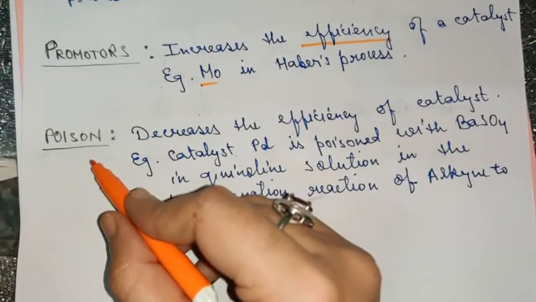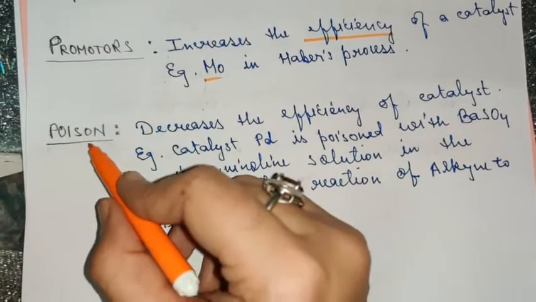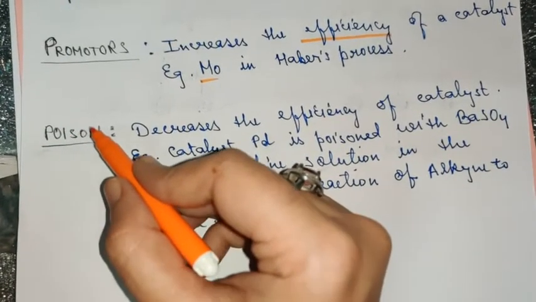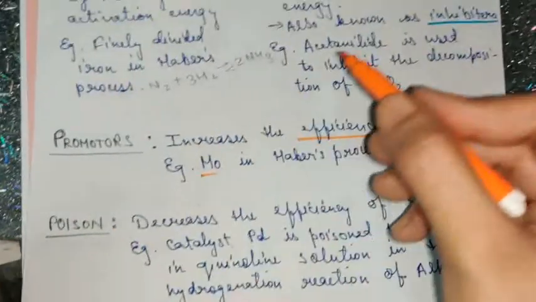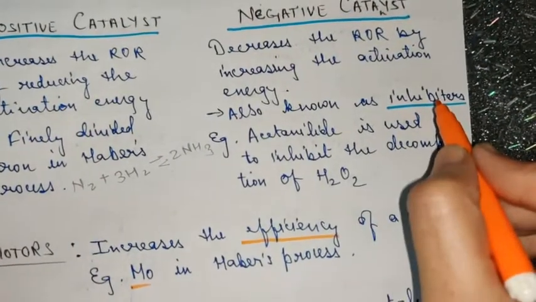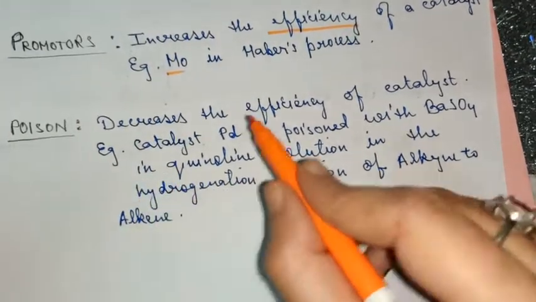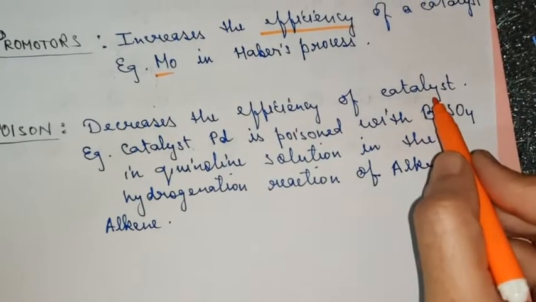Now coming to poison. Poison, as you can find out from the name itself, is poisoning the catalyst. They are also known as inhibitors. The negative catalyst you'll find in some books are also referred to as inhibitors, whereas poison are also referred to as inhibitors. They decrease the efficiency of the catalyst.